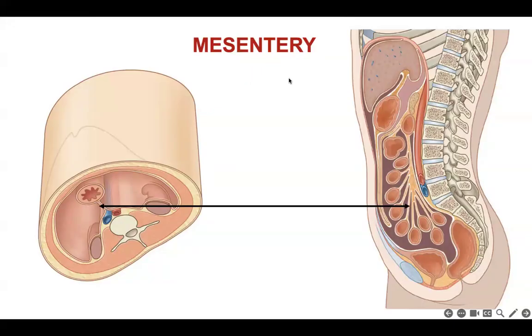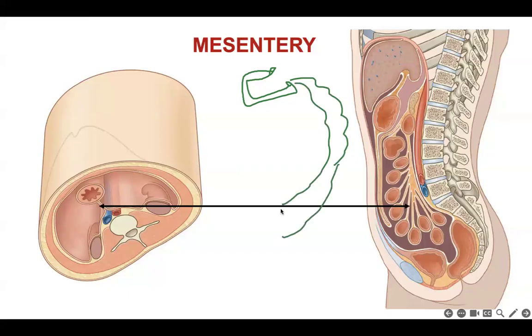We can make, if you remember, this is the duodenum. We have four parts of the duodenum. And this is the jejunum and ileum, and it will terminate in the cecum. This is the cecum, and this is the ascending colon.